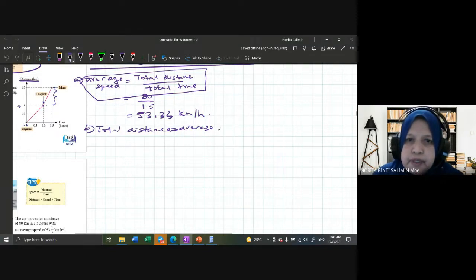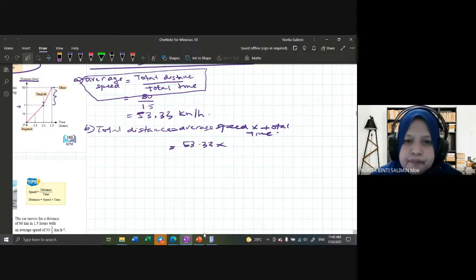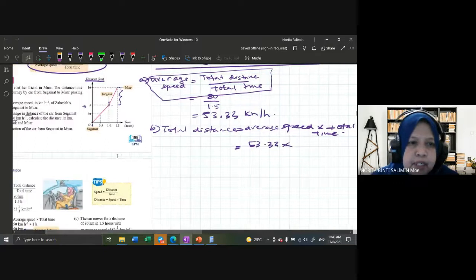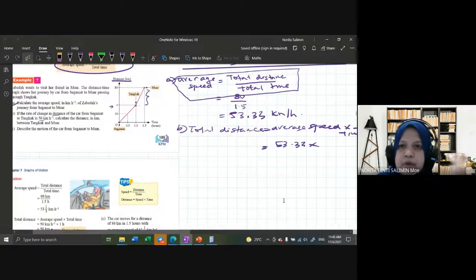Okay, average speed darab dengan multiply by total time. Okay, so average speed berapa tadi? 53.33. Darab dengan total time berapa? Total time, berapa masa dia sampai? Sorry, average speed dia beri 50.